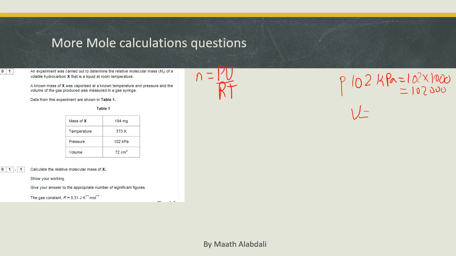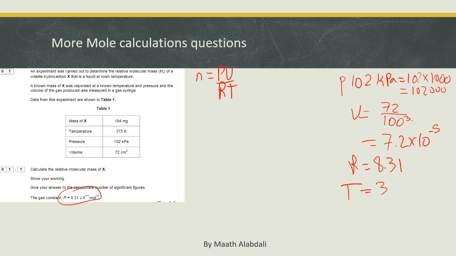We do that by dividing 72 by 100 cubed, which gives us an answer on the calculator of 7.2 times 10 to the power of -5. R is 8.31, given in the question. Temperature is already given in Kelvin. If they give us the temperature in Celsius, all we have to remember is to add 273. I'm just going to write that down.